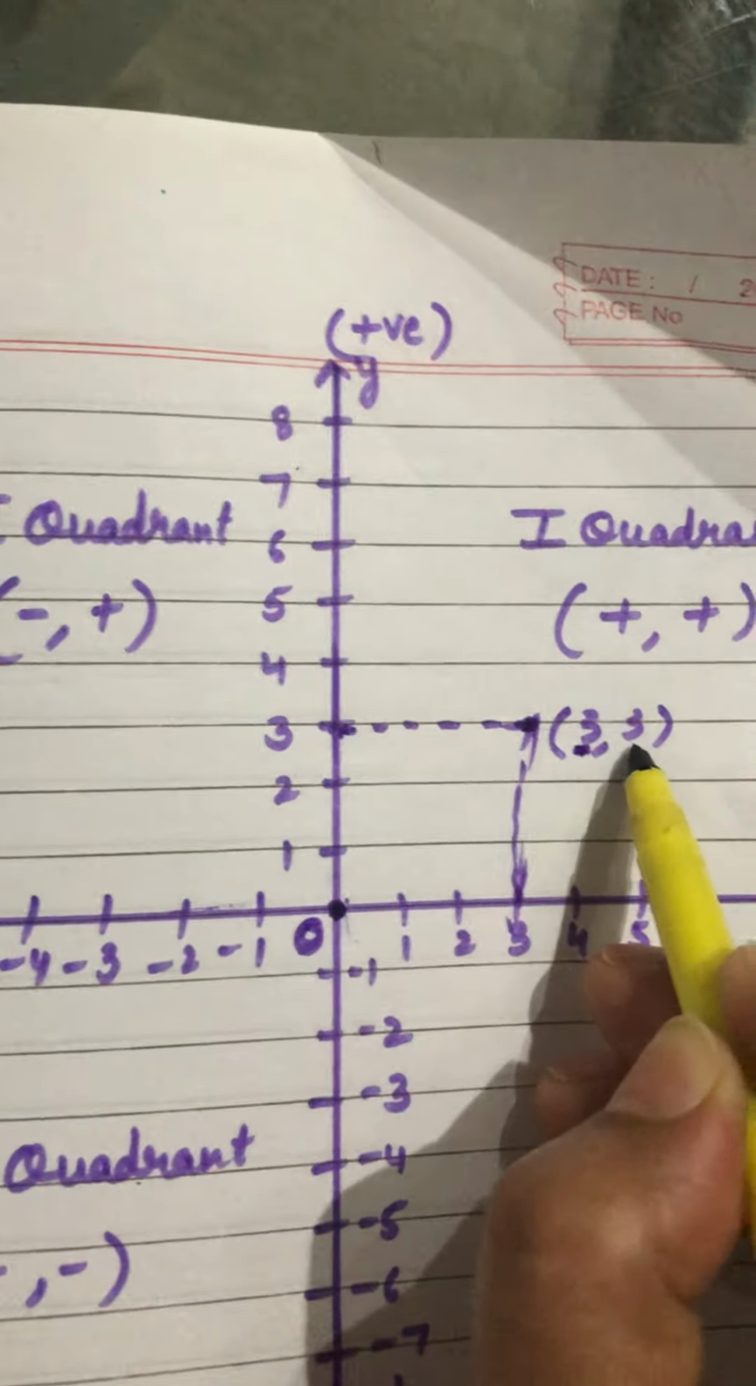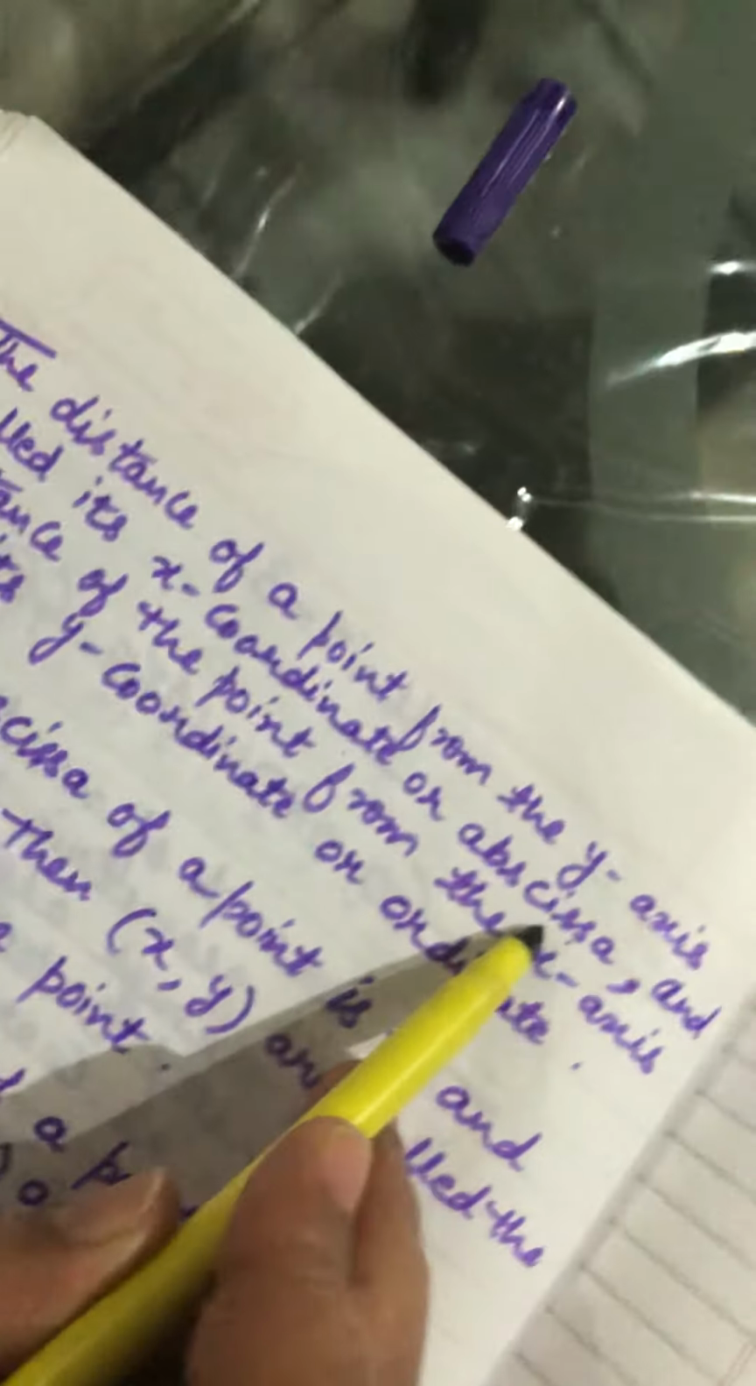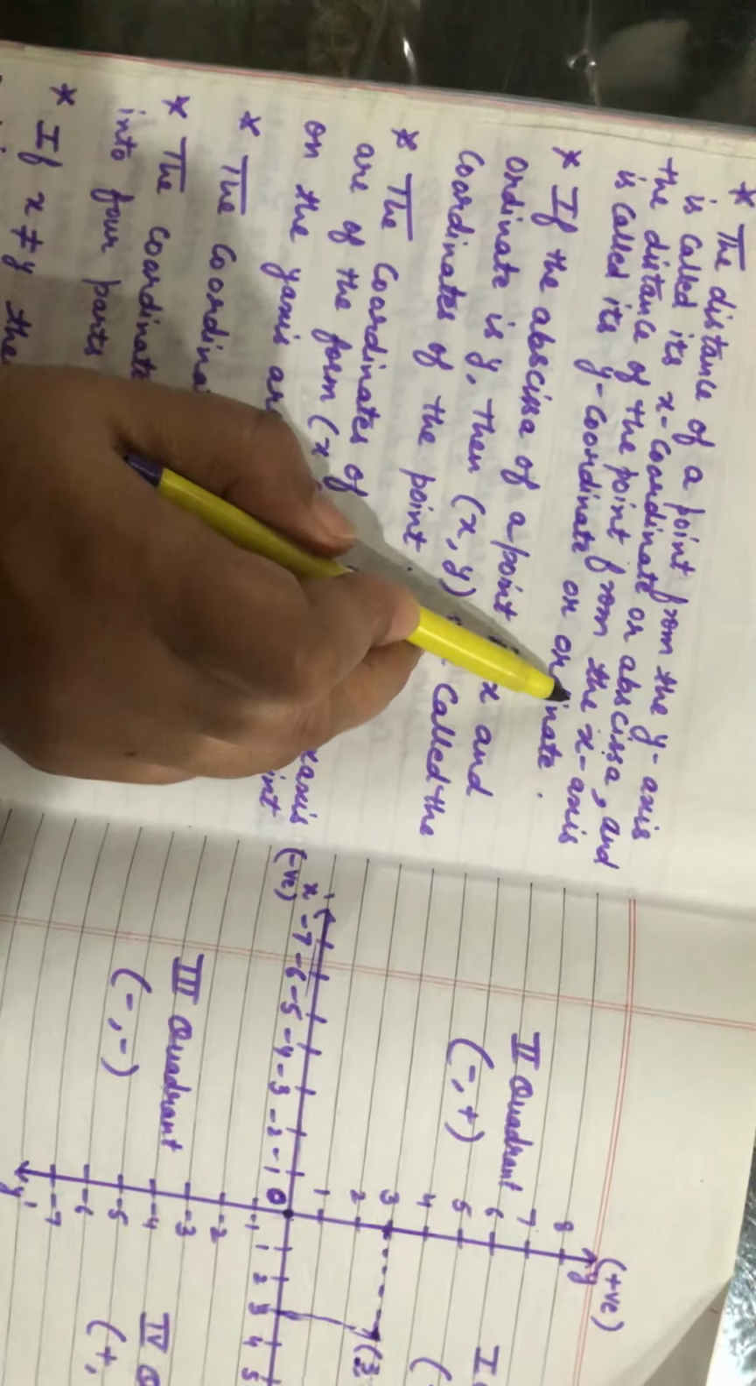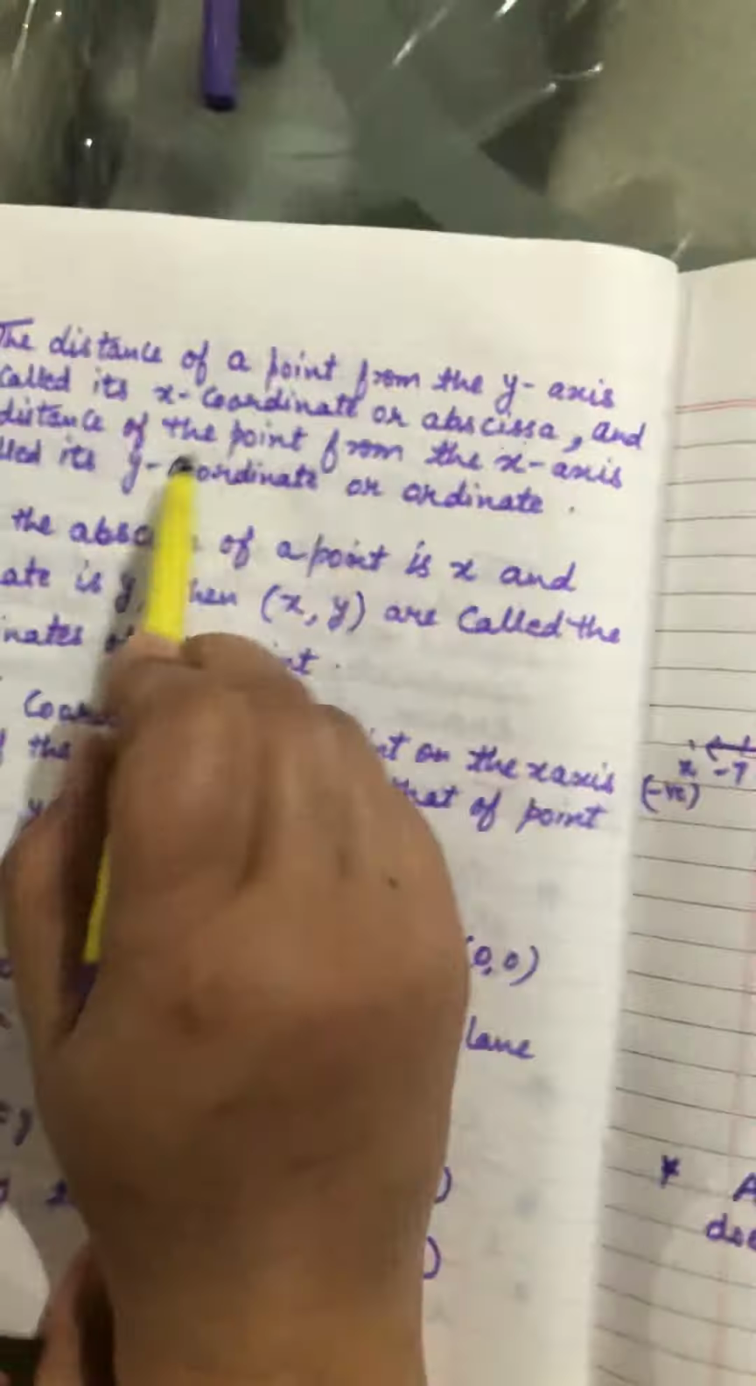The distance of a point from y-axis is called its x coordinate or abscissa. The other name of x coordinate is abscissa, and the distance of a point from x-axis is called its y coordinate or ordinate. So if the abscissa of a point is x, meaning x coordinate is x, and ordinate is y, then x comma y are called the coordinates of the point. So here you can see I have written 3, 3. So here abscissa is x and ordinate is y.